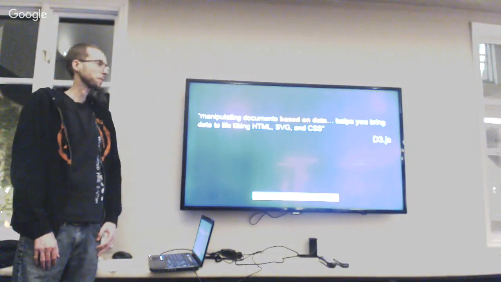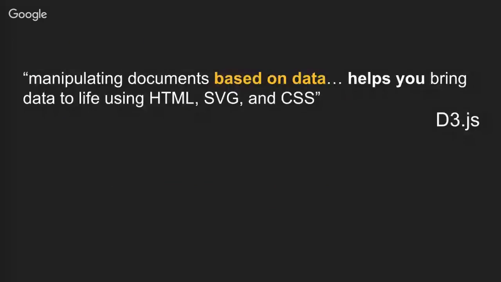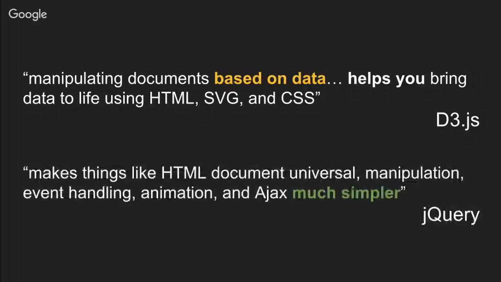It says that it manipulates documents based on data. It helps you bring data to life using all the standard web facilities. It is based on data, which, if you look at jQuery, has a similar feel. It mentions that it makes things much simpler to use, and they have somewhat of a synchronization here between their problem domains. But the key difference is jQuery is looking to just abstract and make things simpler, while D3 is specifically looking to act on your data.